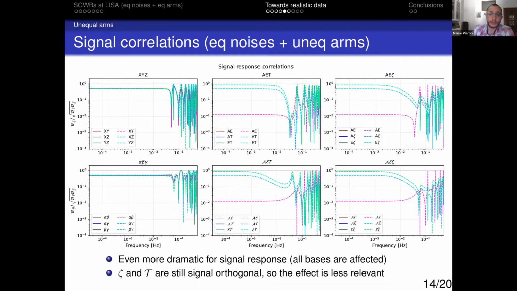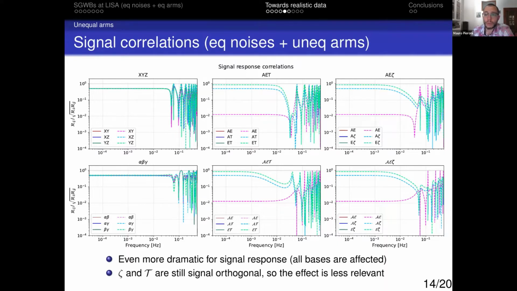In this plot, I'm showing you what happens for signal correlations. In this case, it seems like all the variables lose orthogonality when I go on to unequal arms. But keep in mind that for Z and for T Sagnac, T is still signal orthogonal. So the fact that signal correlations become large is not really such a big deal as in the Michelson case. So even if signal correlations are large, it's not very problematic as long as signal is suppressed in all the combinations involving T, T Sagnac, or Z.